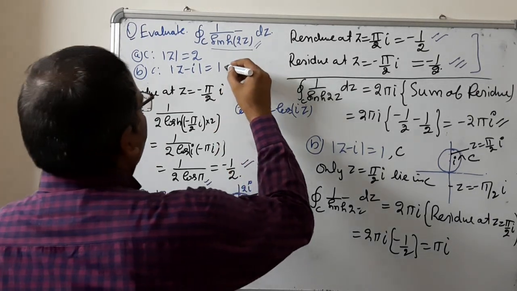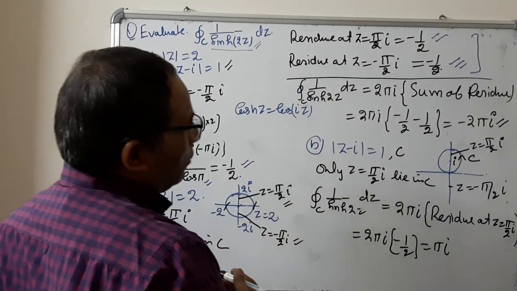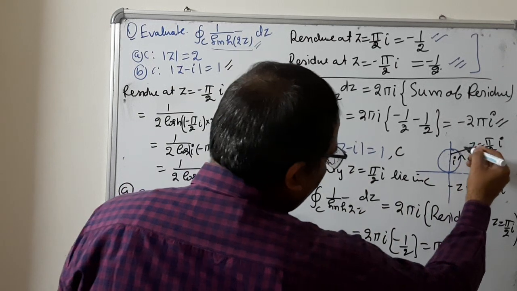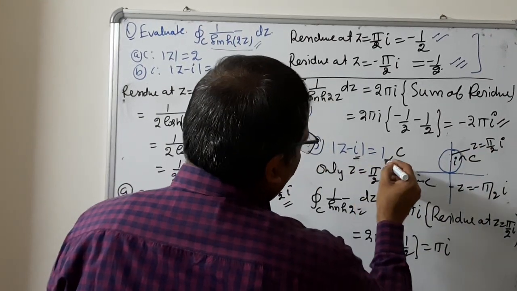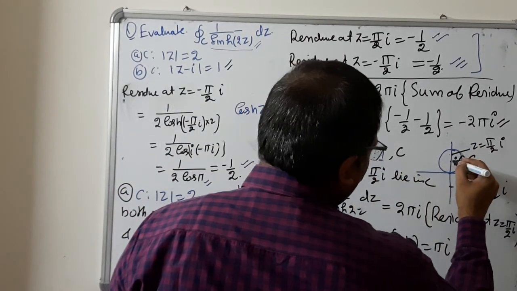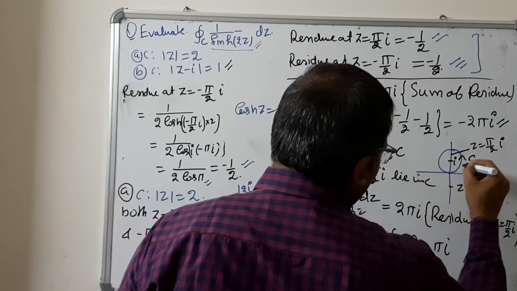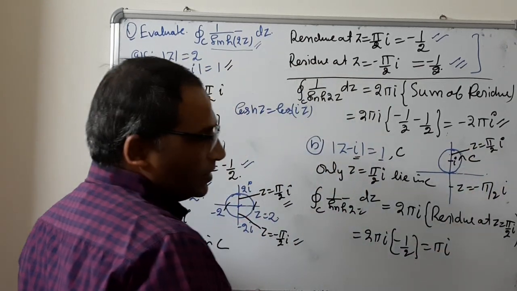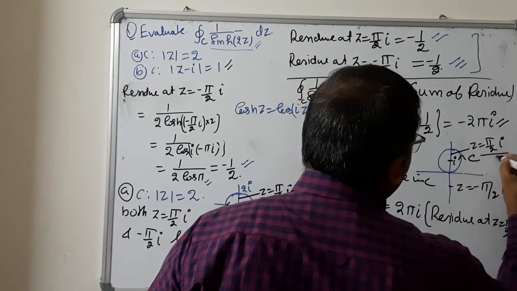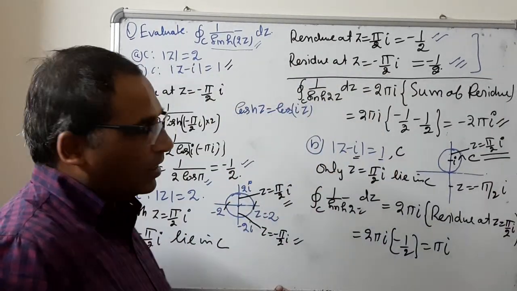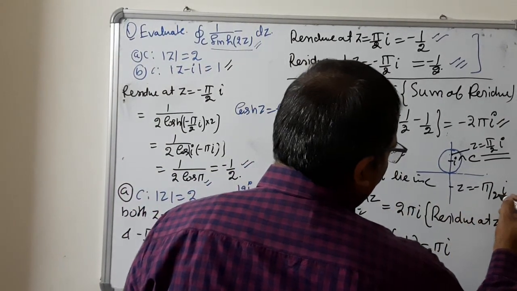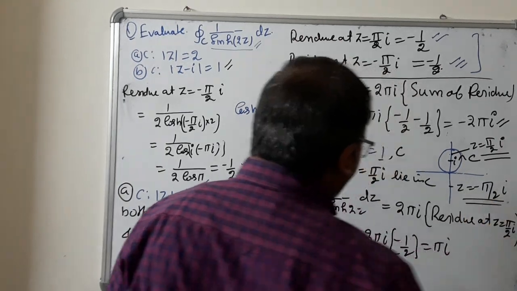Now we see the second one. Modulus of z minus i equal to 1 means the center is i and the radius is 1. Take center as i, radius is 1, so we get this circle. And you can see that only z equal to pi i by 2 lies in this given circle C, and z equal to minus pi i by 2 is outside the circle.